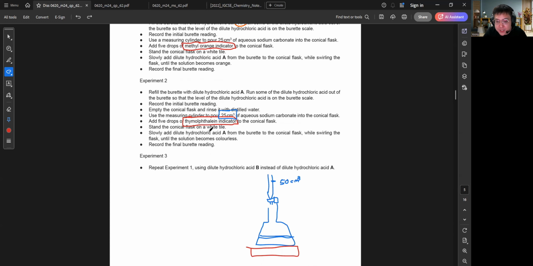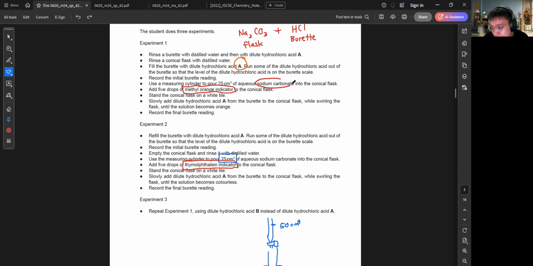Okay, and then we empty the conical flask, this one we empty it, and we rinse it with distilled water. All right, use the measuring cylinder to pour 25 cm cube. So we are pouring a new sodium carbonate inside. So you just pay attention. This one is sodium carbonate. This is also sodium carbonate. So both are the same. So there's no change here, except that here we use thymolphthalein instead of methyl orange.